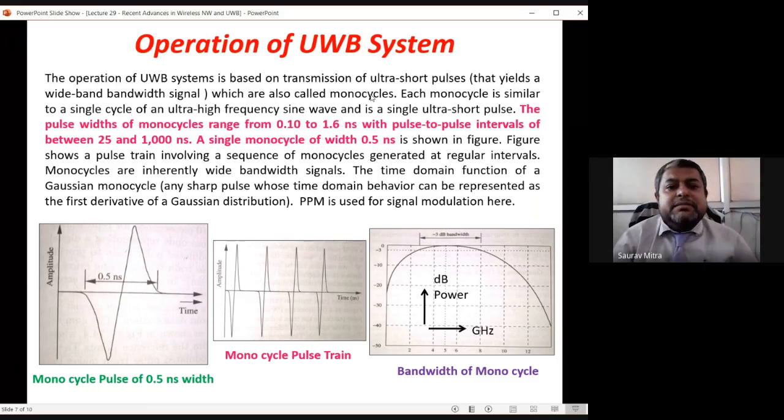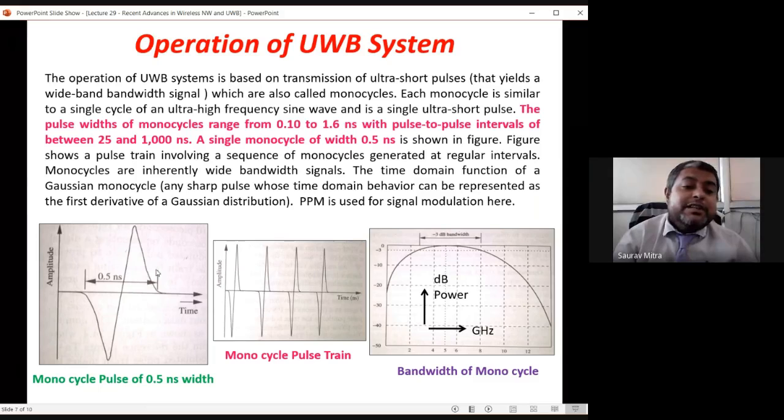The operation of an ultra wideband system is based on the transmission of ultra short pulses. The ultra short pulse with a duration of 0.5 nanosecond yields a wide bandwidth signal. So the smaller the width of the pulse, the more the bandwidth. These are also called monocycles. Each monocycle is similar to a single cycle of an ultra high frequency sine wave and is a single ultra short pulse. Okay, so this looks somewhat like an inverted sinusoidal waveform.